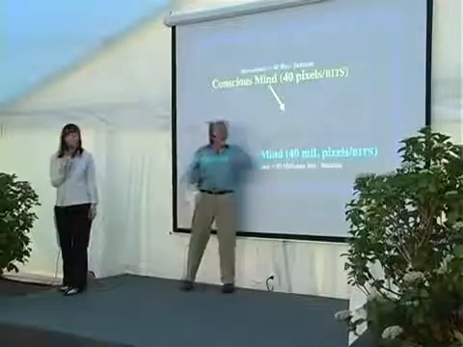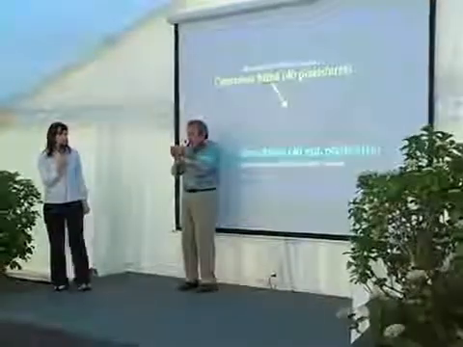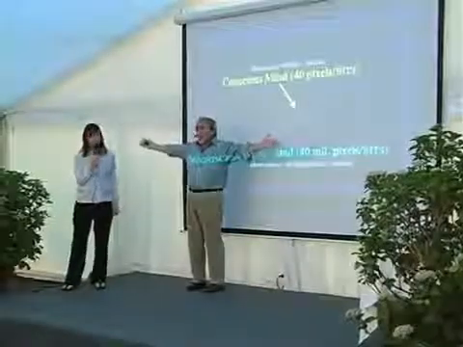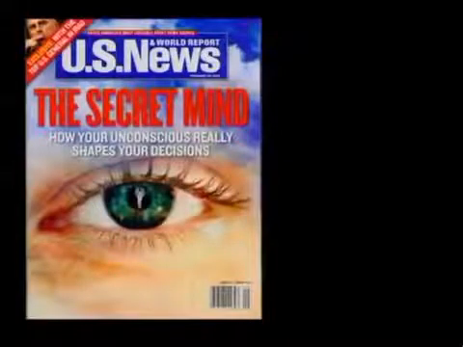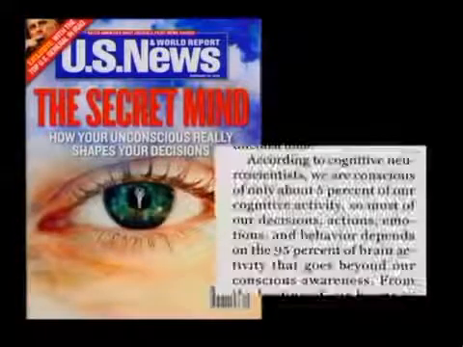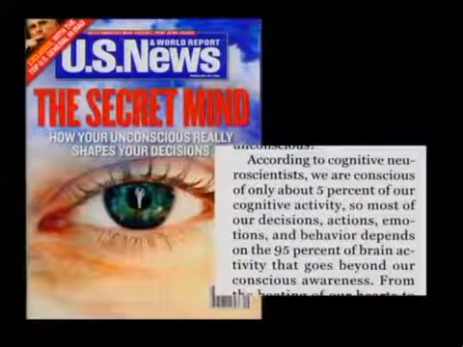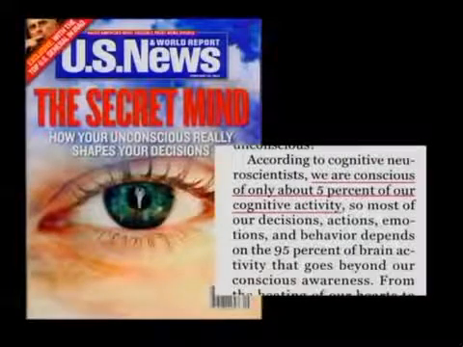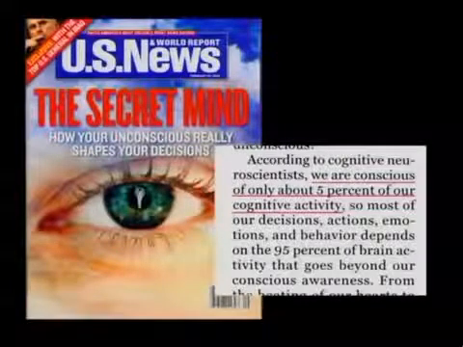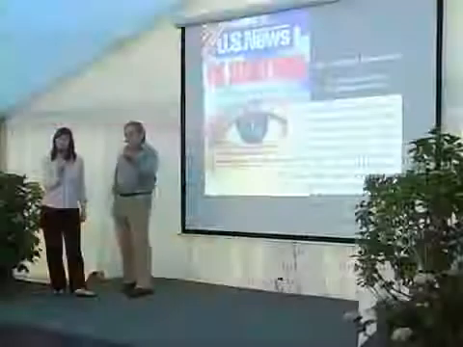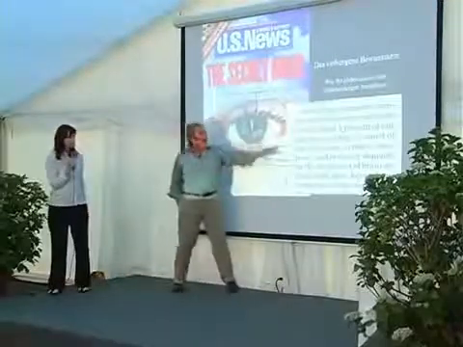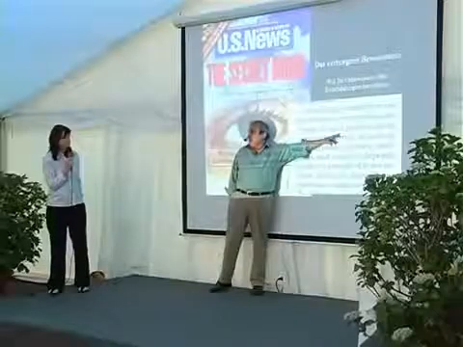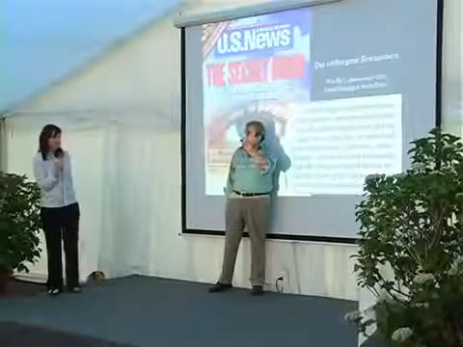So while the conscious mind can only handle a few things, the subconscious mind can do many, many thousands of tasks at the same time. Now, recently, neuroscientists are talking about how your unconscious really shapes your life, your decisions. According to cognitive neuroscientists, we are conscious of only about 5% of our cognitive activity. So what this means is every day, 5% is high. They say that most people, 1% of their day is on the conscious mind.